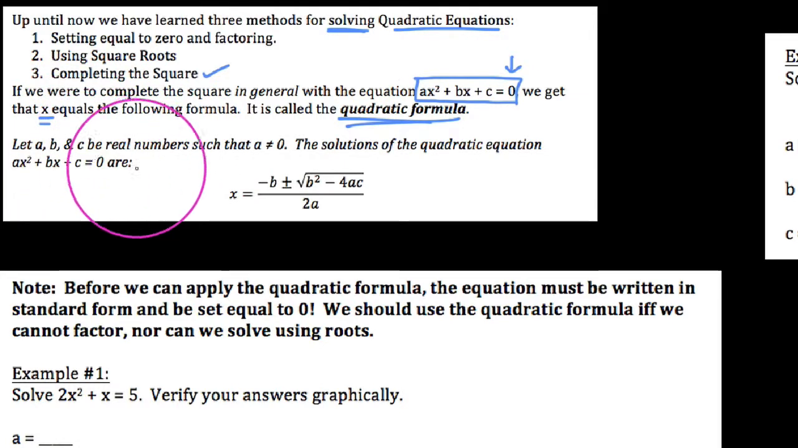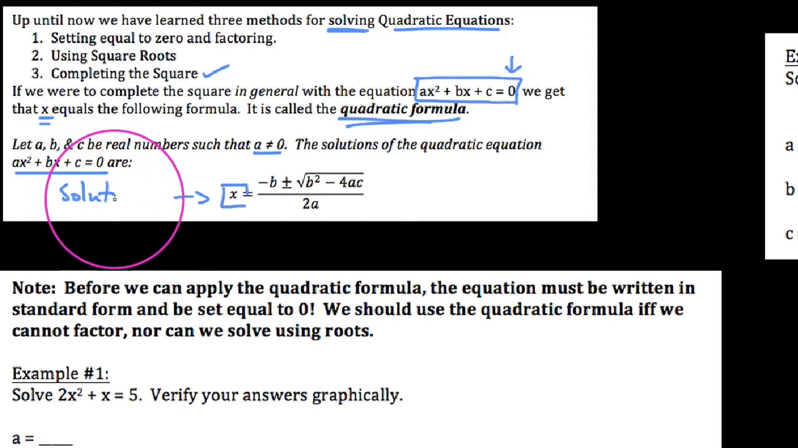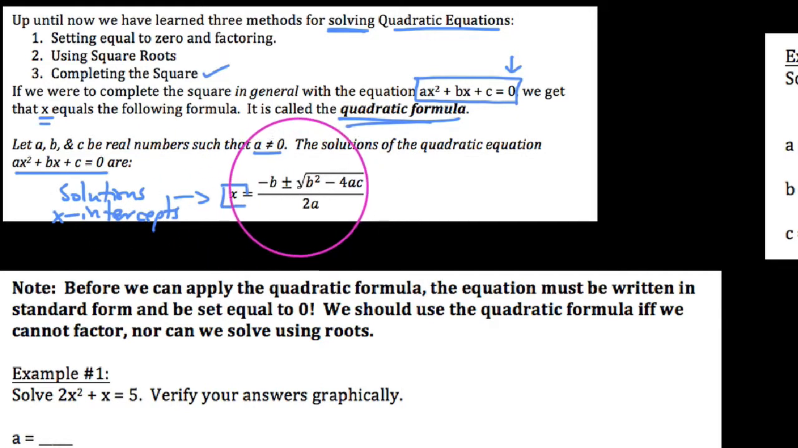Let a, b, and c be real numbers such that a is not equal to 0. Then the solutions of the quadratic equation ax squared plus bx plus c equals 0 are these. Essentially, if it is a standard form quadratic equation, it must be equal to 0, and we can identify a, b, and c, then I can tell you what you're going to get for x values. Let's write this here. These are solutions. We've also referred to them as x-intercepts of our parabolic graph. But we would get these x values every time.